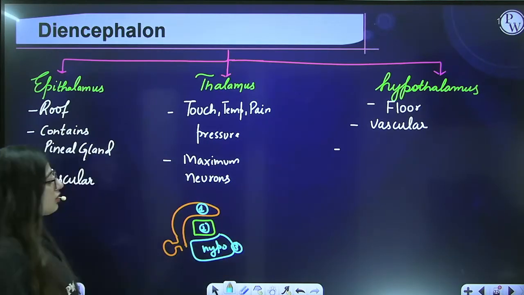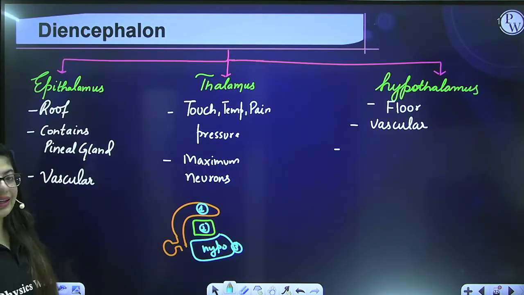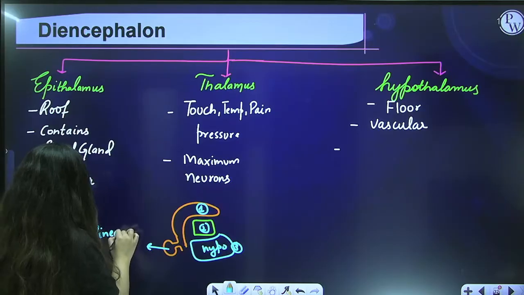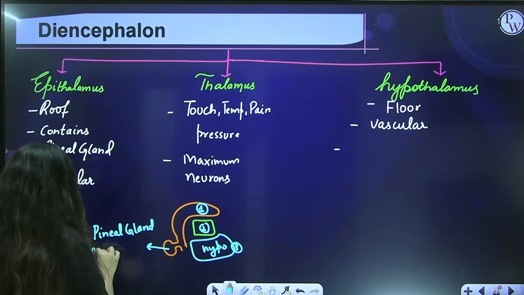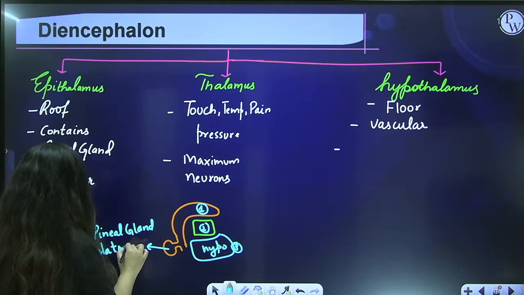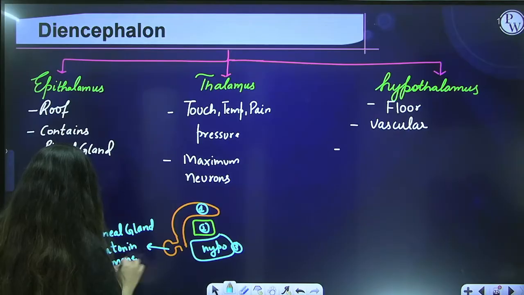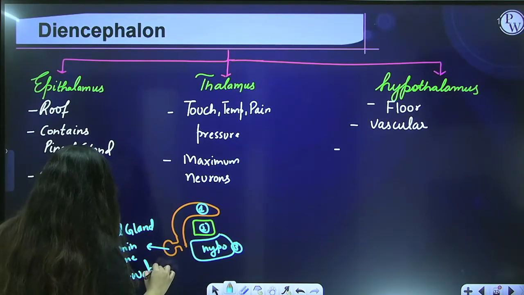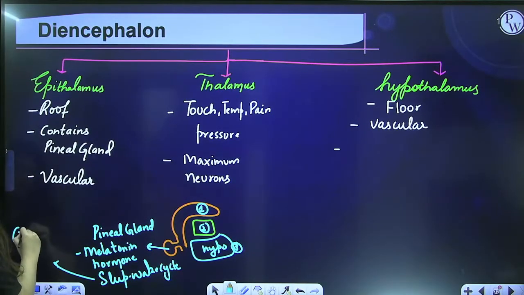This one is forming the roof of your diencephalon, and it also contains a gland, the pineal gland. This pineal gland secretes the hormone melatonin. What hormone does it secrete? Melatonin. And this one controls your sleep and wake cycle. You call it the circadian rhythm. What is a circadian rhythm?